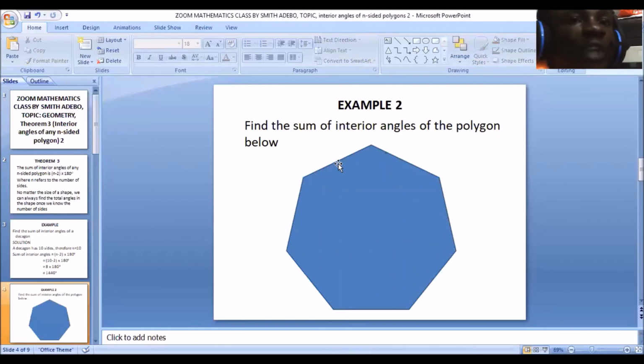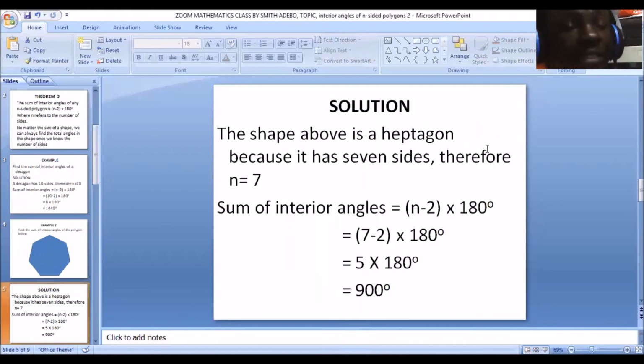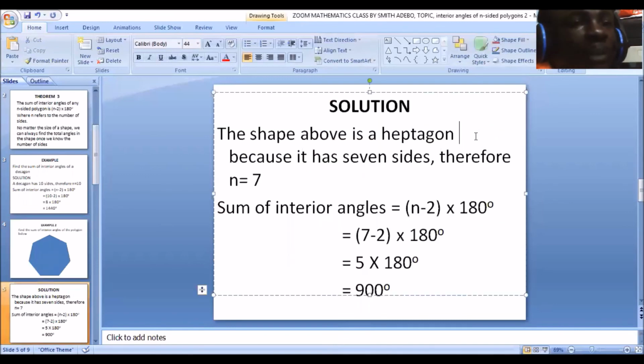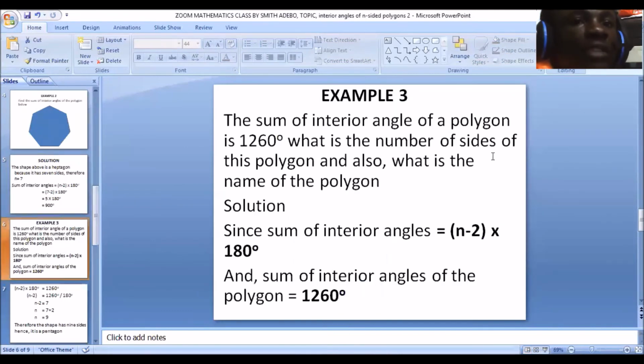Now we counted 1, 2, 3, 4, 5, 6, 7, and a plane shape with 7 sides is called a heptagon. A heptagon has 7 sides. By counting the number of sides, we were able to identify the shape, and we said its name was a heptagon, 7 sides, and 7 minus 2 gave us 5 times 180 degrees, which was 900 degrees. We went further to solve a more complex question.